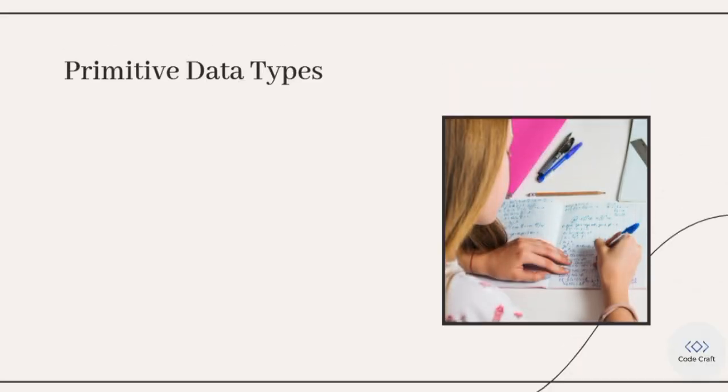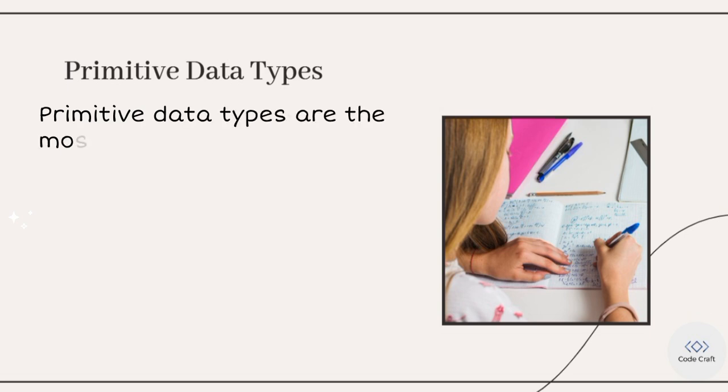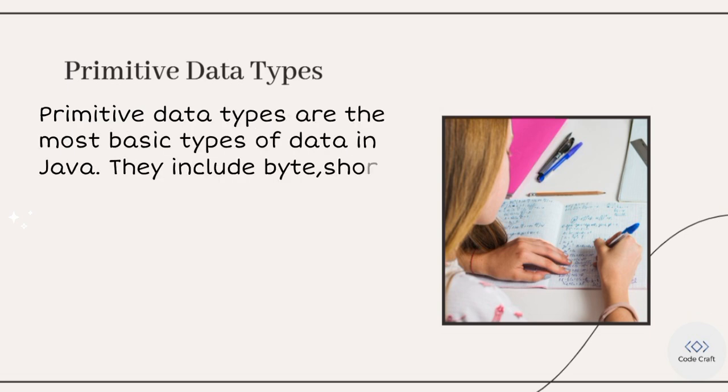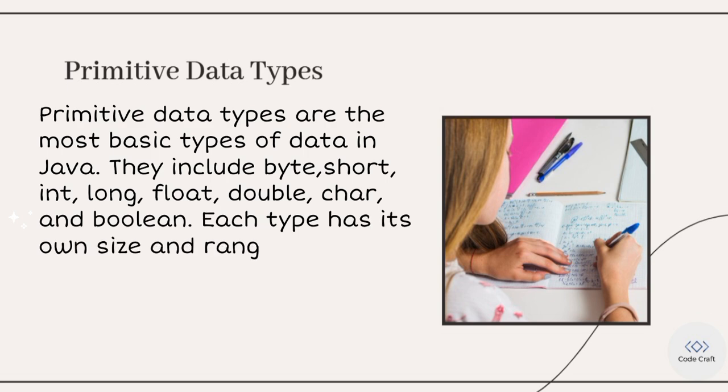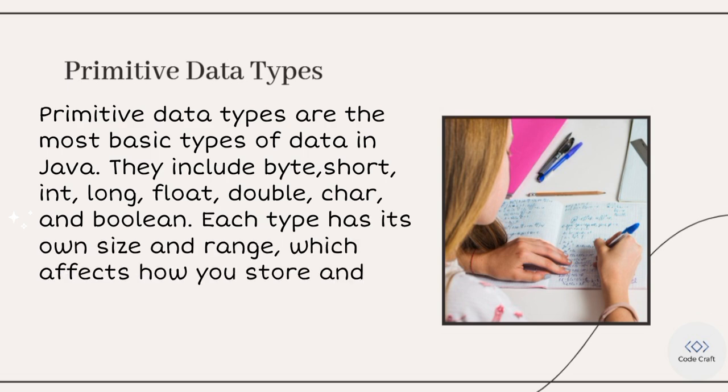Primitive data types. Primitive data types are the most basic types of data in Java. They include byte, short, int, long, float, double, char, and boolean. Each type has its own size and range, which affects how you store and manipulate data.